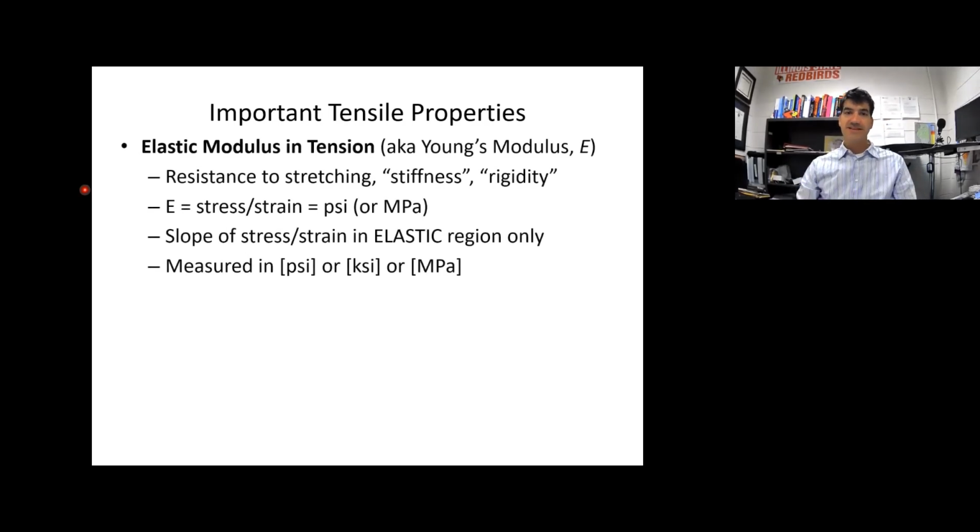First of all, we have the elastic modulus in tension, because it will have a modulus in compression as well. But for now, we just have the elastic modulus in tension, otherwise known as the Young's modulus. This is the resistance to stretching. If you have a high elastic modulus, then it's a stiff part. It has a resistance to stretching. And the way we measure that quantitatively, it's equal to the slope of that linear region of the stress-strain curve.